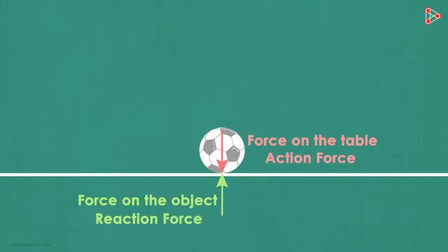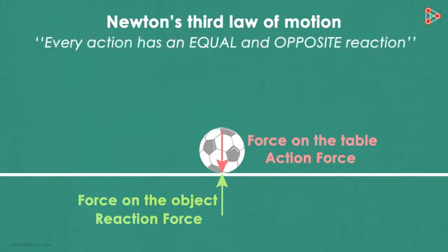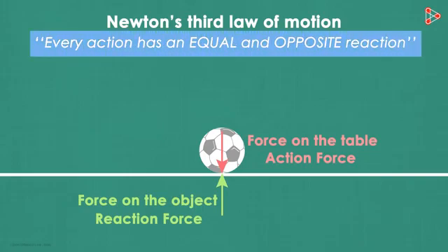The force exerted by the object on the table was an action force, and the force exerted by the table on the object is the reaction force. What we saw here is nothing but a display of Newton's third law of motion. Every action has an equal and opposite reaction. That's how simple the third law is. Every action has an equal and opposite reaction.